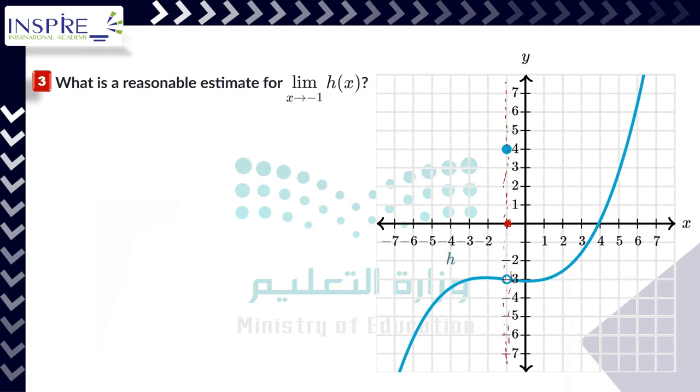Now to get the limit as x approaches any number, we must get the limit as x approaches from the right side and from the left side. Let's start from the right side. Okay, from the right side we will trace the function.